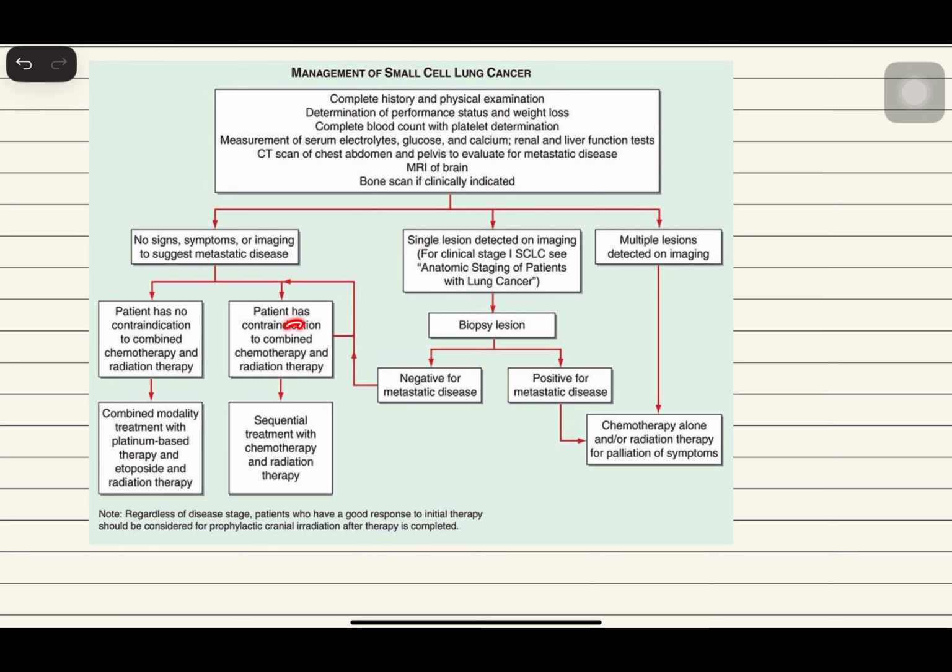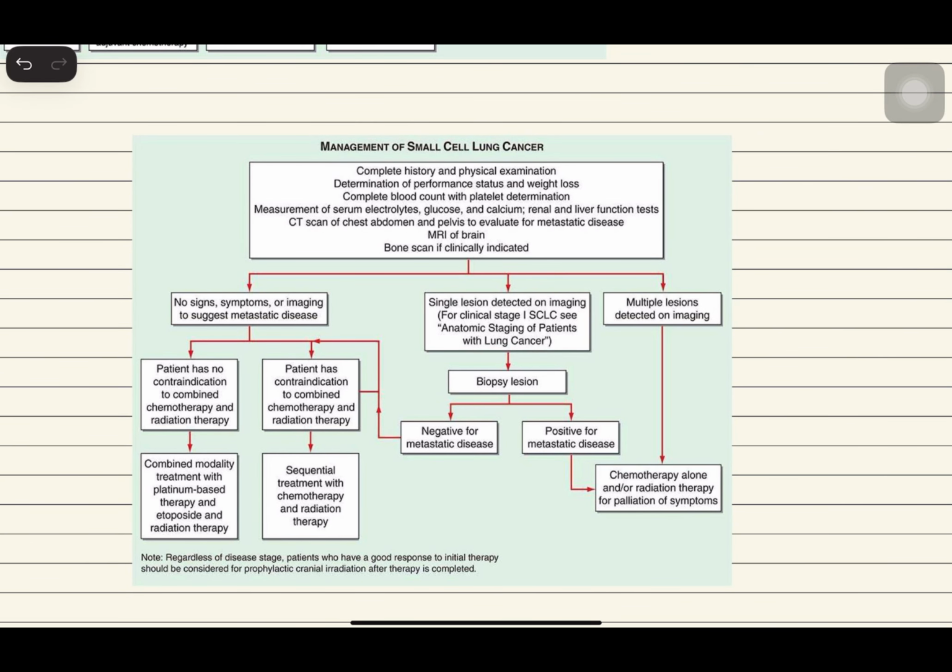If patient has contraindication to combined chemotherapy and radiation therapy, then you have to do sequential treatment with chemotherapy and radiation therapy. If patient is positive for metastatic disease, then you have to continue with chemotherapy alone or radiation therapy for palliation of symptoms. Lung cancer is tough, right? But understanding it empowers us.